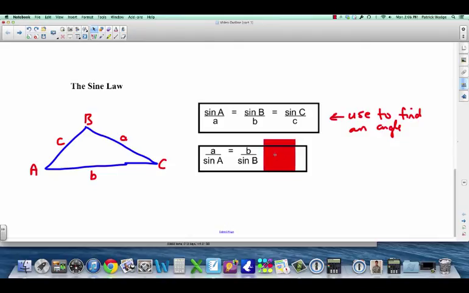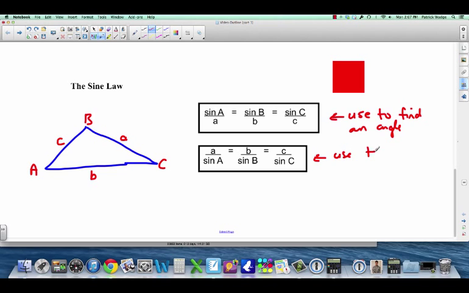It could be this formula: A over sine A equals B over sine B. Or it could be this, B over sine B equals C over sine C. Or it could be this, A over sine A equals C over sine C. Depends what you're looking for and what information you already know. This one you're going to use to find a side length.